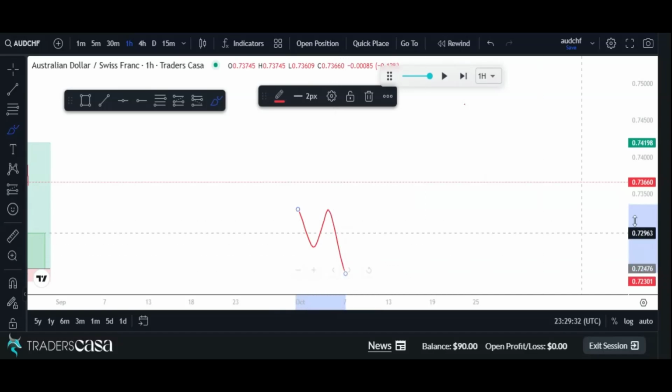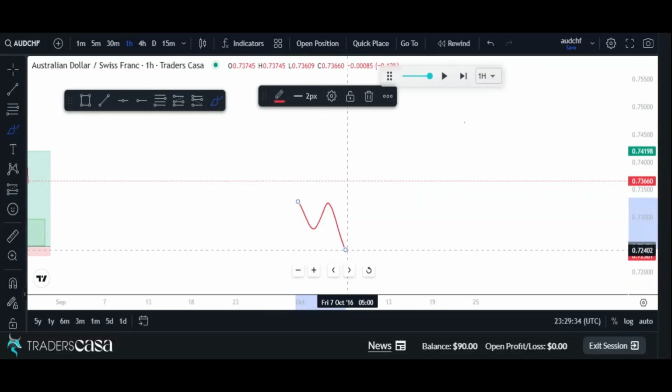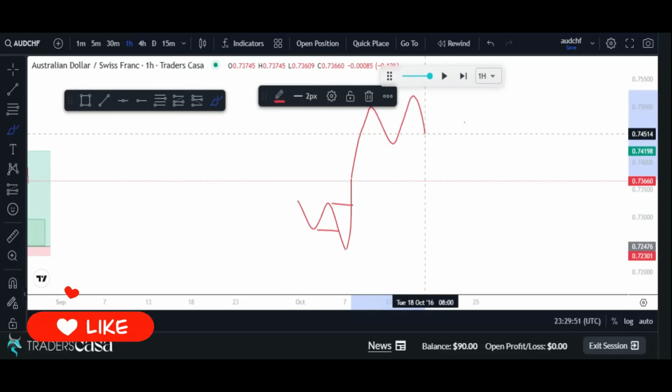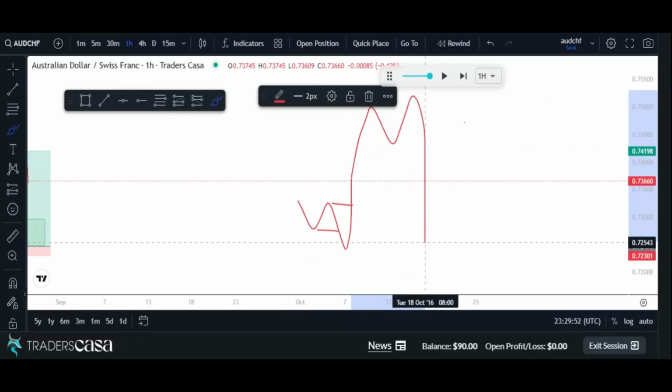Then broken structure. Then it will buy all the way up, give you your inducement, before coming to your POI and buying up.